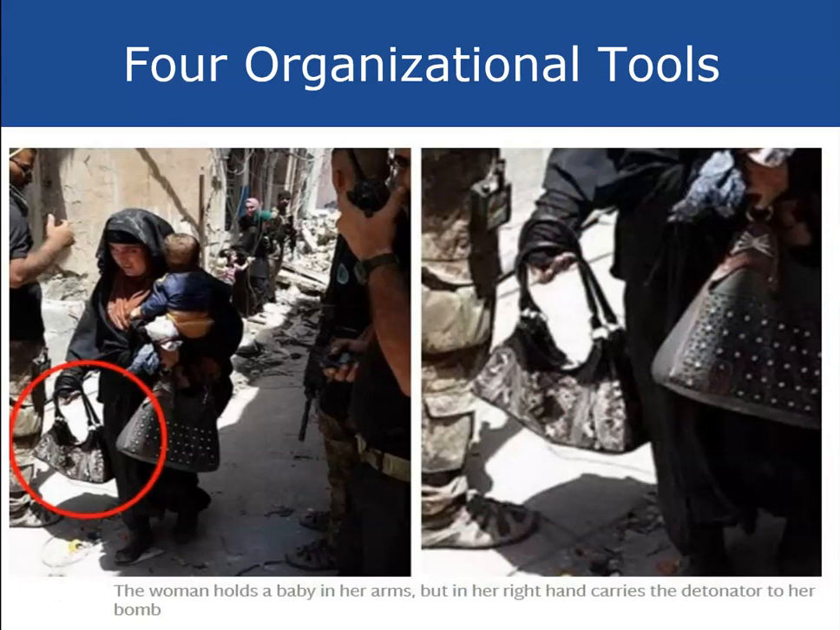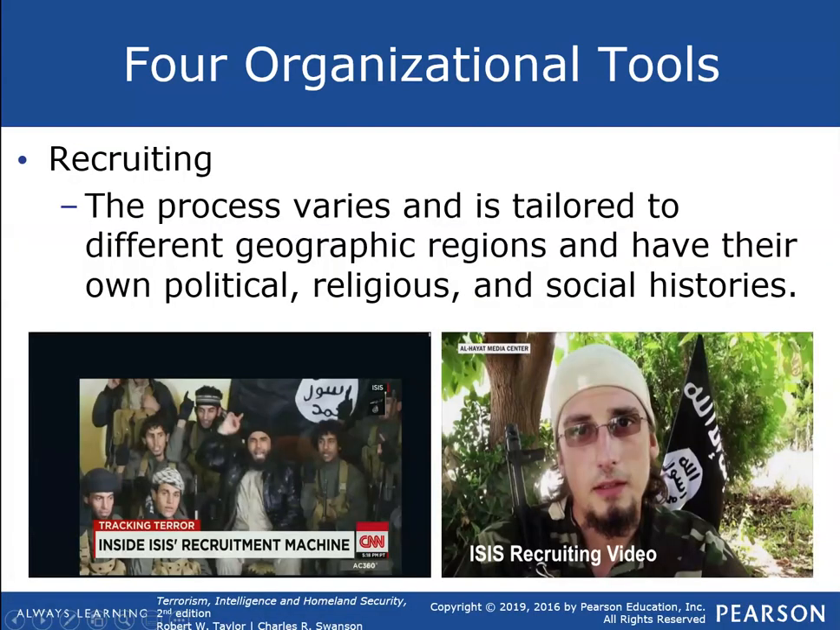And I have a couple of photographs here where you can see, we talk about suicide bombings, which there's an explosive device in this woman's purse. So just a little bit of different ideas.